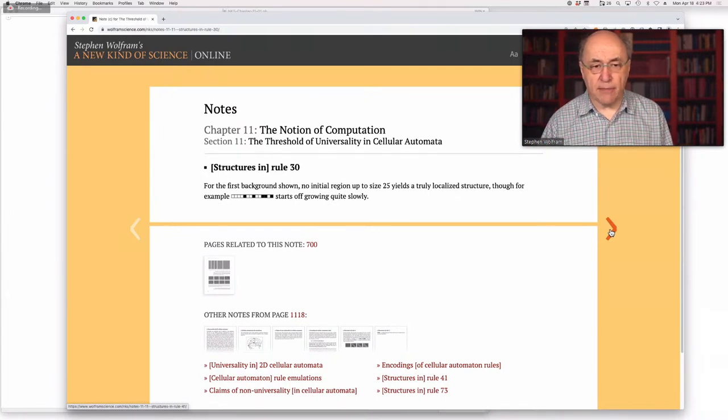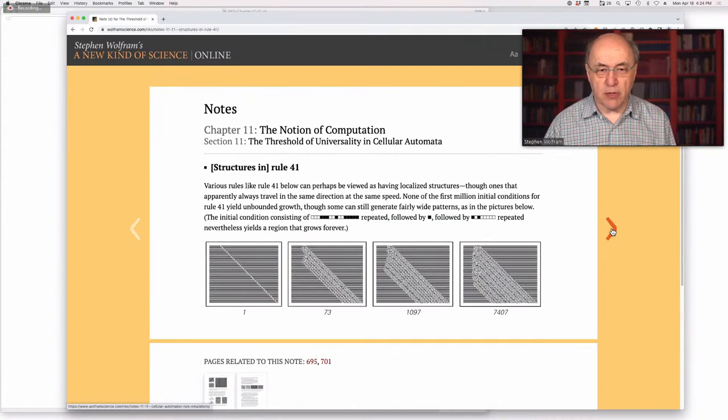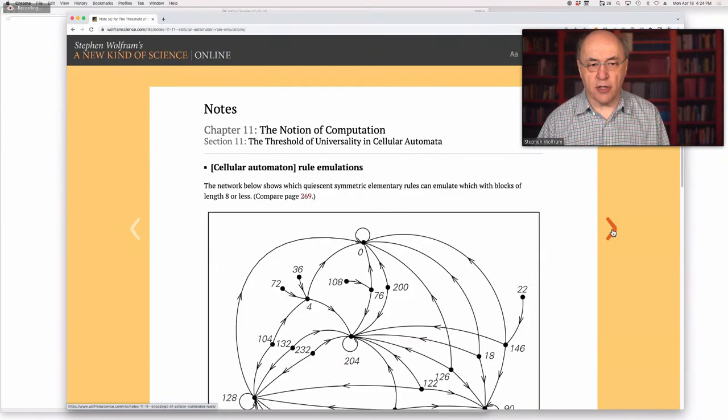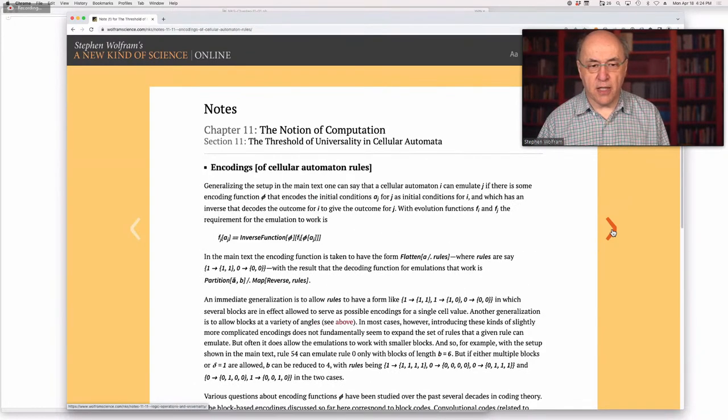These are just random notes about structures in Rule 30. That was probably weeks and weeks of computer time to find that one few-word note here. In this case, it starts off growing quite slowly. A lot of computer time was sacrificed to find that result. Okay, this is rule 41. It's got some somewhat localized structures. Again, I didn't find a great kind of full rule 110-like zoo of localized structures. That's the emulations thing.